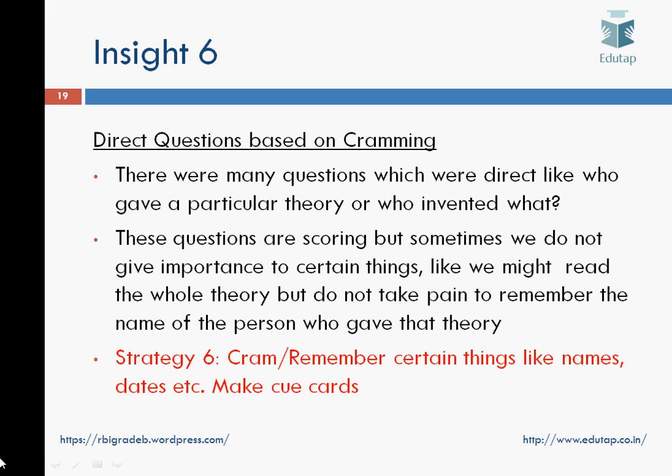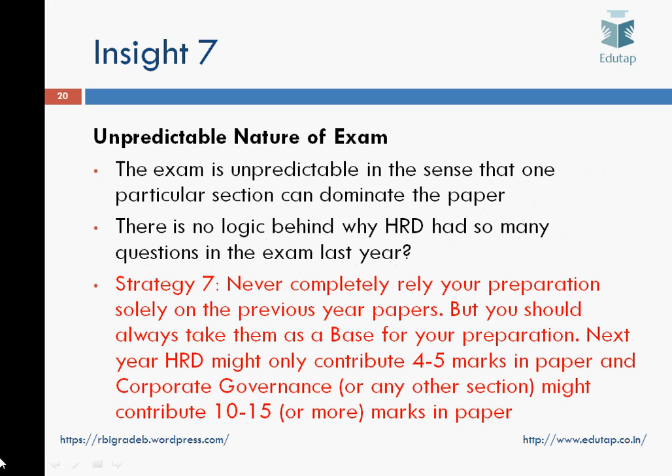Well, the insight 7 is on the unpredictable nature of the exam. The exam is very unpredictable in the sense that one particular section can dominate the paper. There is no logic behind why the HRD topic had so many questions in the exam last year. So the strategy 7 is, never rely your preparation solely on the previous year papers, but you should always take them as a base for your preparation. Next year HRD might only contribute 4 to 5 marks in the paper, and corporate governance or maybe any other section might contribute 10 to 15 or maybe more marks in the paper.